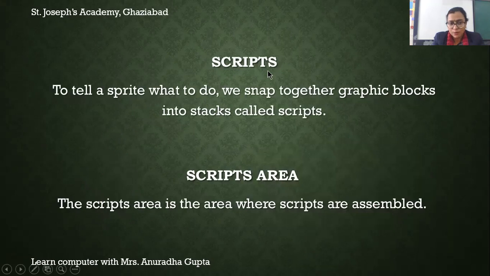Next is scripts. To tell a sprite what to do, we snap together graphic blocks into stacks, which is called a script. What our object does in the project, we are telling them by writing a script. What is a scripts area? A scripts area is the area where scripts are assembled, where we are creating a script. That area is known as a scripts area.